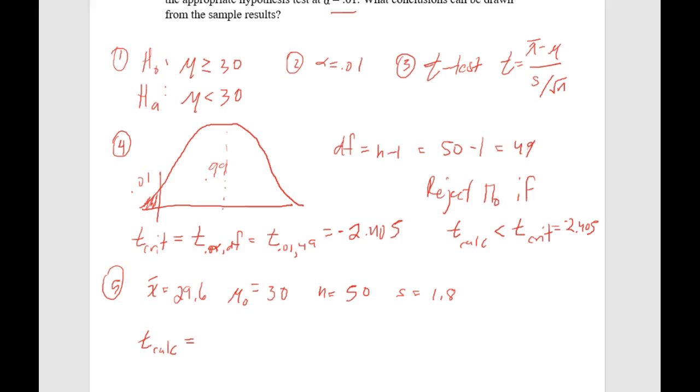Okay, and then so then we have 29.6 minus 30 divided by 1.8 divided by the square root of 50. This whole thing is going to shake out to be negative 1.57. So that's our t-data or our t-calc. Okay. Okay. So now we've calculated our test statistic.